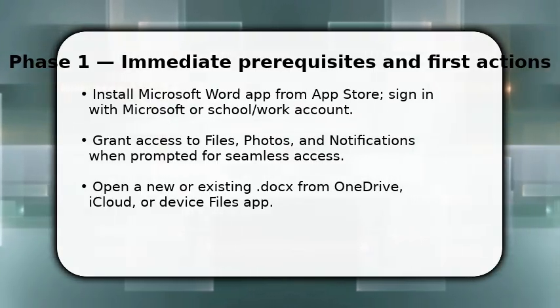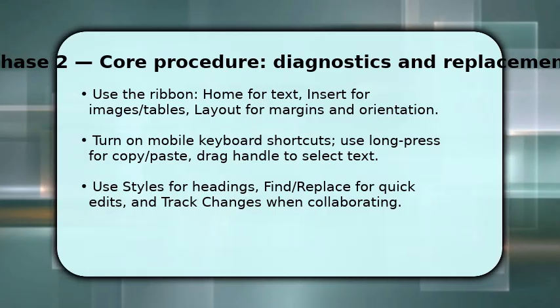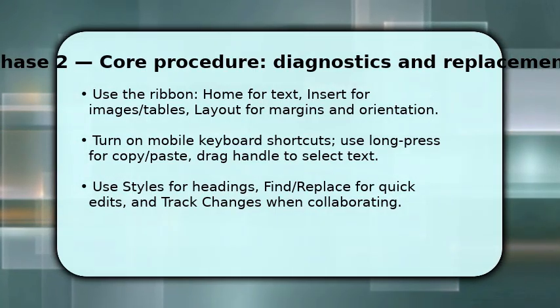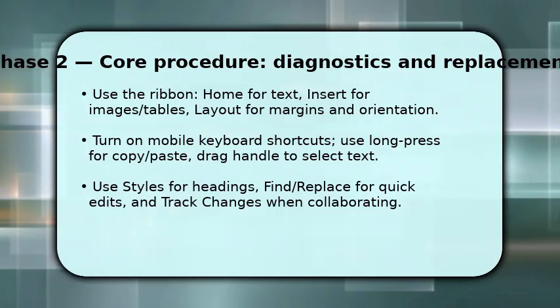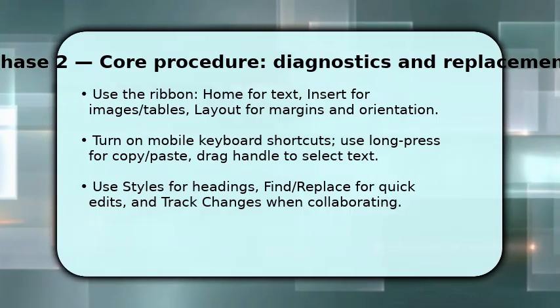Now you have the app ready and a document open. Let's edit. You'll use the toolbar across the bottom and ribbon at the top. Tap Home to change font, size, and alignment, and Insert to add images, tables, or links. Once done with basic edits, apply styles to create consistent headings. This helps navigation and exports.